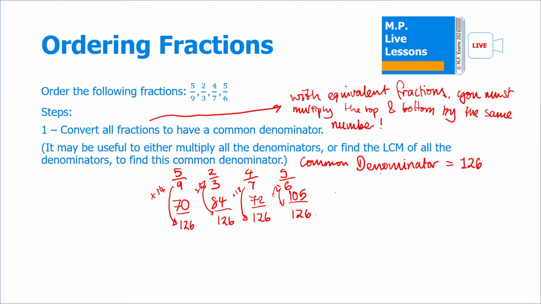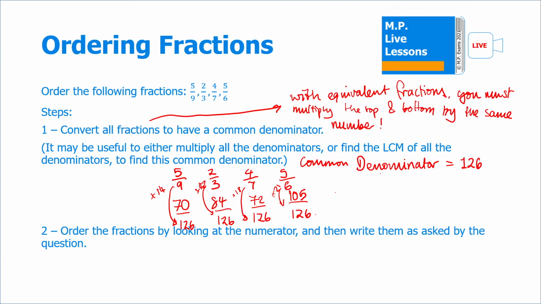So now that we've got all the fractions with a common denominator, you can easily compare them based on just the numerator, because they're split up into the same number of slices, if you like. So you can compare them easily. For example, this will be the smallest, then this one, and this one. So I've got 1 as the smallest, and 4 is the largest.